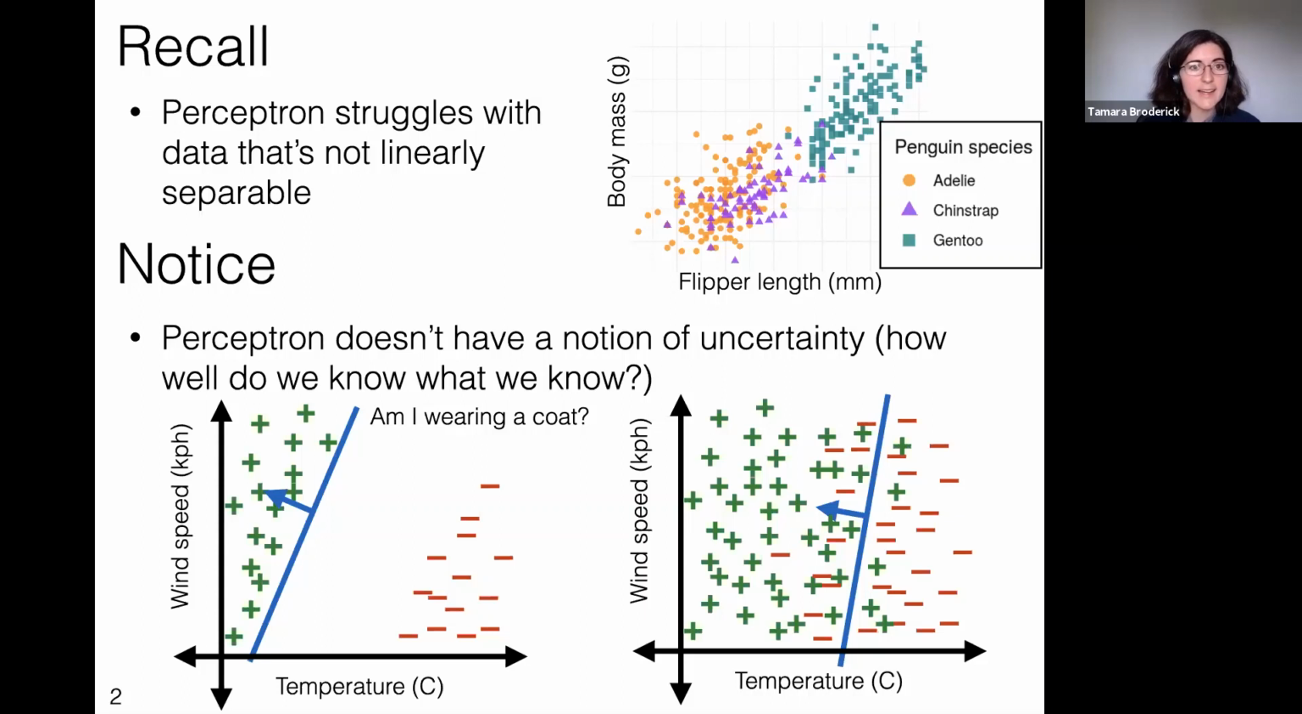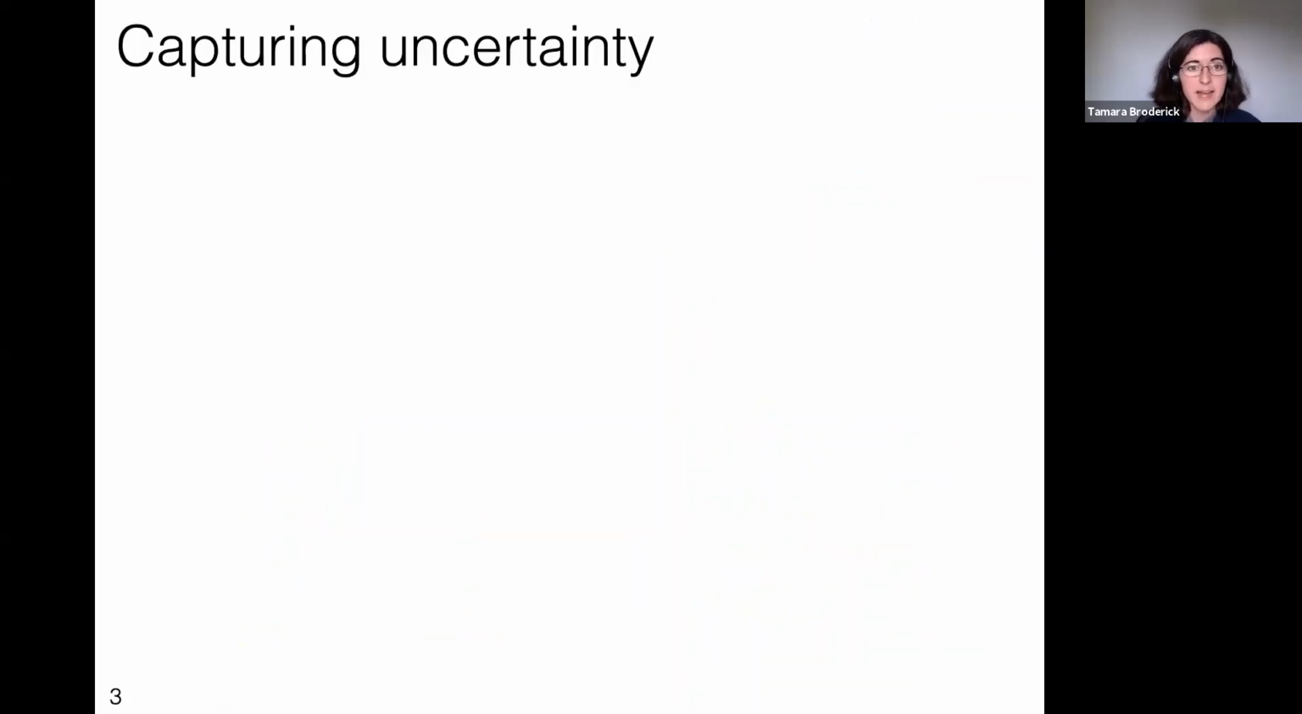Okay, so we're going to ask, how can we do that? How can we capture these different forms of uncertainty and deal with this not linearly separable data? Okay, so let's think about how we could capture uncertainty. Well, let's start by thinking about how we can't capture uncertainty.